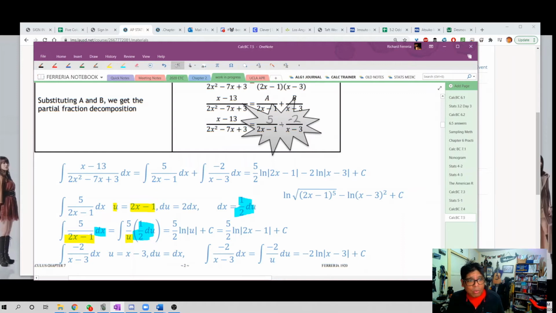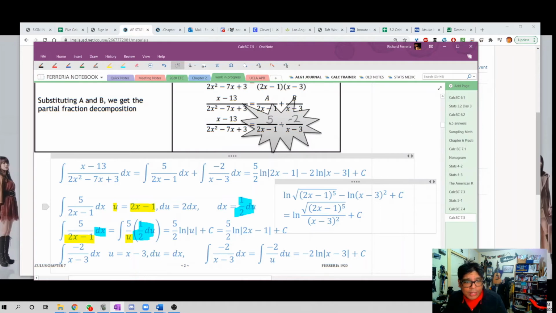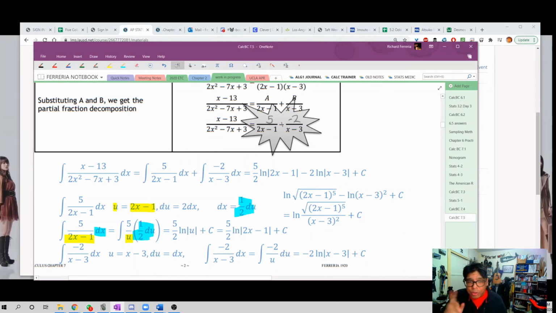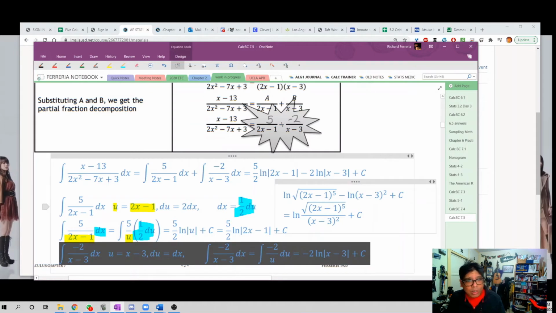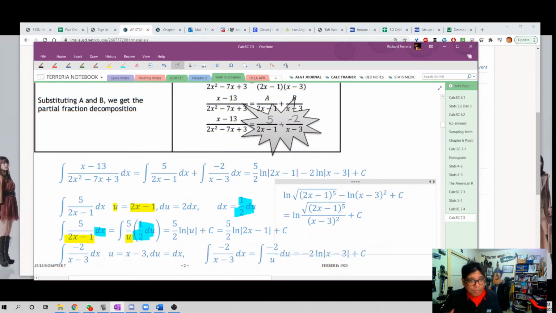So now we can just combine this with another law of logs. There we go. Putting it all together, we have the natural log of the square root of 2x minus 1 to the fifth over x minus 3 squared. So that's usually the way that you're going to see this expressed on a multiple choice question. Free response wise, if you're just having to write out an answer, any of the previous ones are good enough. So that's taking this partial fraction from beginning to end.